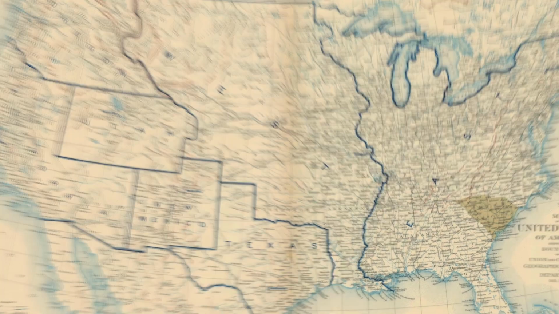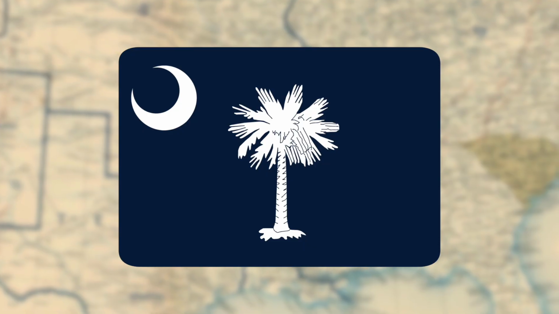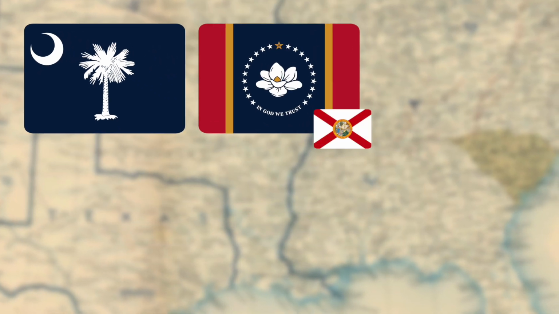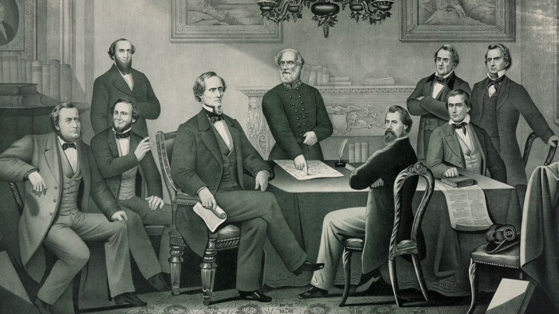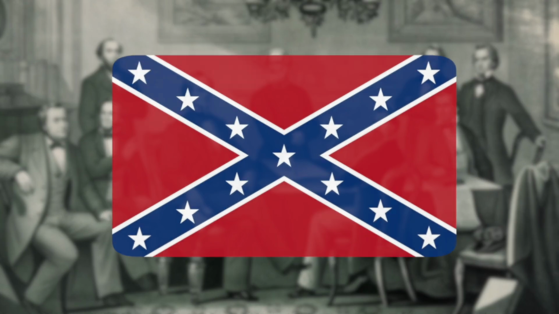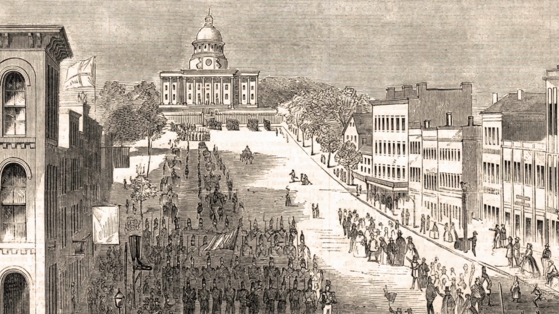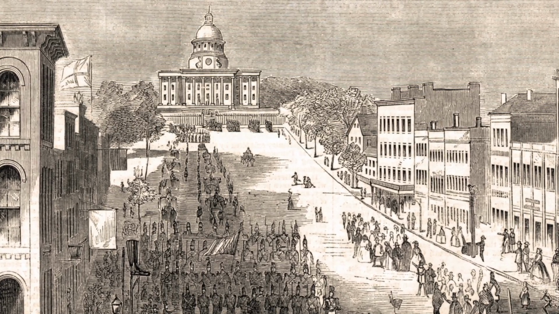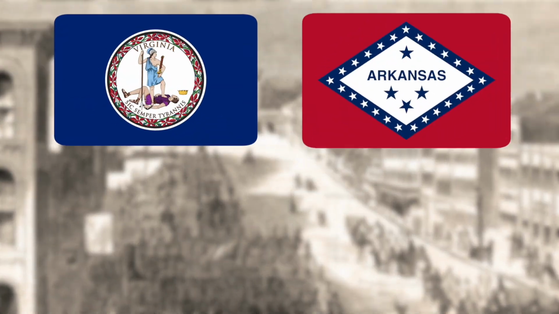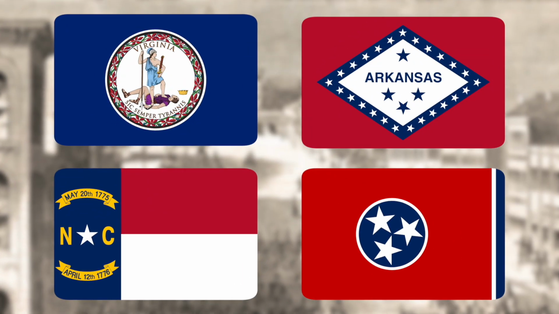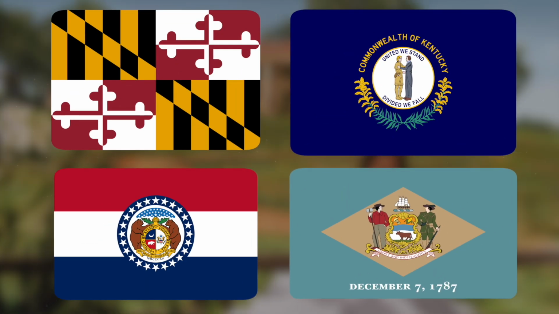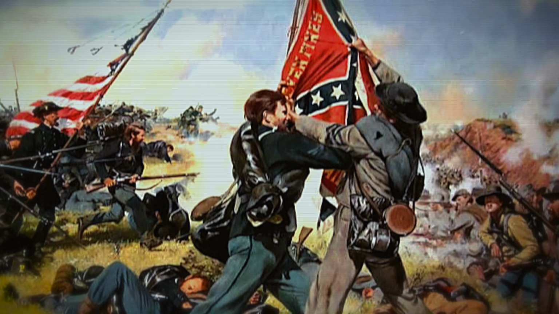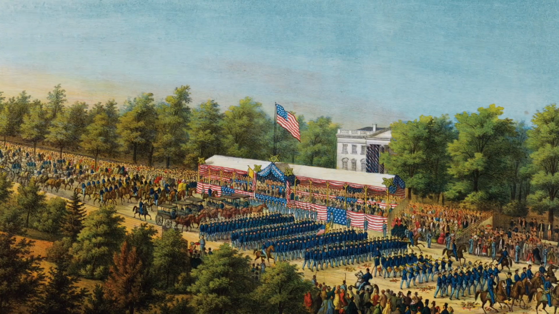On December 20th, 1860, South Carolina seceded from the Union. Within weeks, Mississippi, Florida, Alabama, Georgia, Louisiana, and Texas followed. By February 1861, they had formed the Confederate States of America, CSA, with their capital in Montgomery, Alabama. Later, 4 more states joined the Confederacy: Virginia, Arkansas, North Carolina, and Tennessee. Some slaveholding states, Maryland, Kentucky, Missouri, and Delaware, chose not to secede, despite their economic ties to the South. Secession quickly led to civil war, a 4-year-long conflict that ended in a Northern victory.